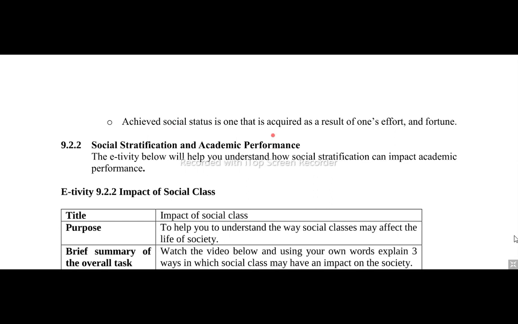Achieved status is one that is acquired as a result of one's effort or fortune. So this one, you have to work hard for it. For example, you come from a humble background.